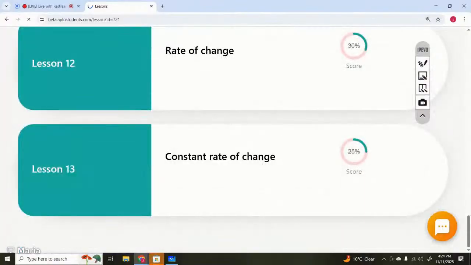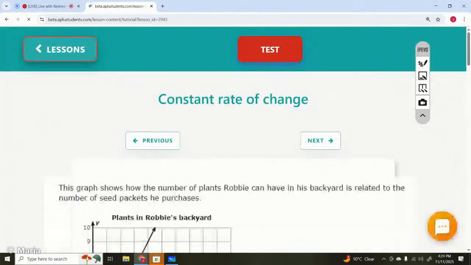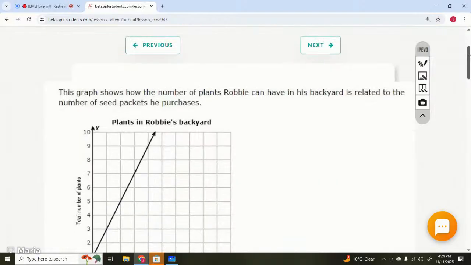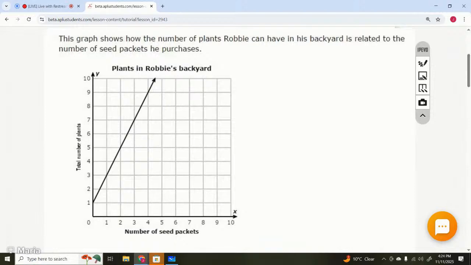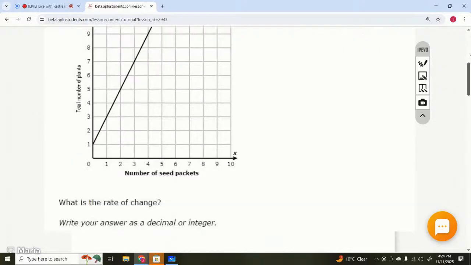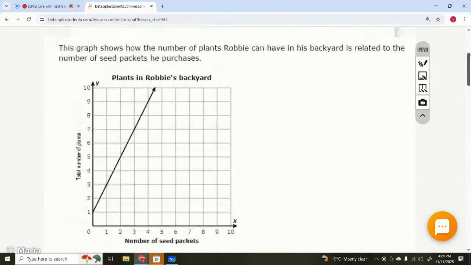The next one is constant rate of change. This graph shows how the number of plants Ruby can have in his backyard is related to the number of seed packets he purchases. What is the rate of change?